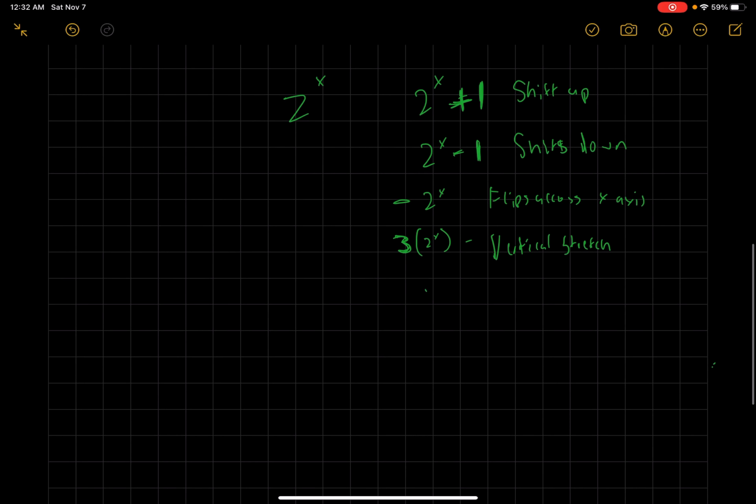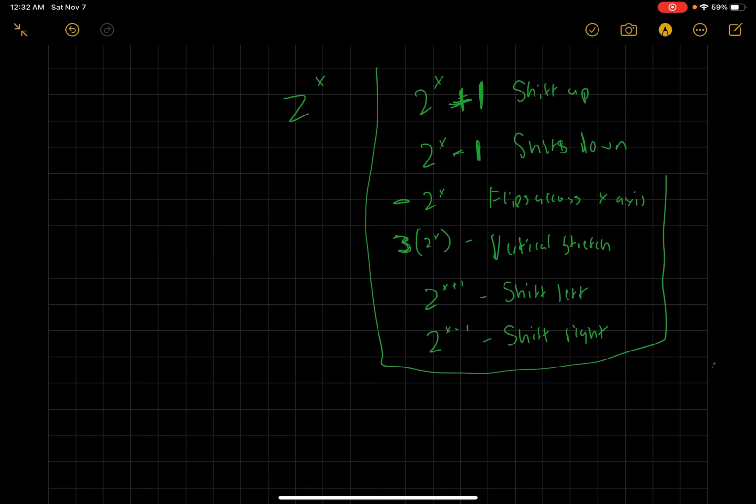And then when we add to the exponent, we shift left. And when we subtract from the exponent, we shift right. All right, so these are our shifts with our exponential function. So hopefully that clears things up.